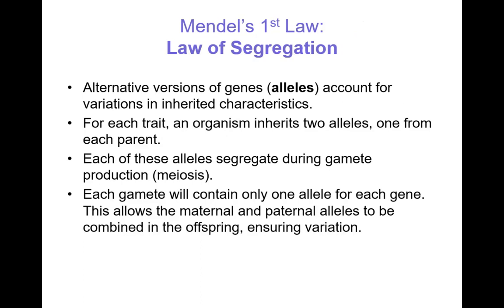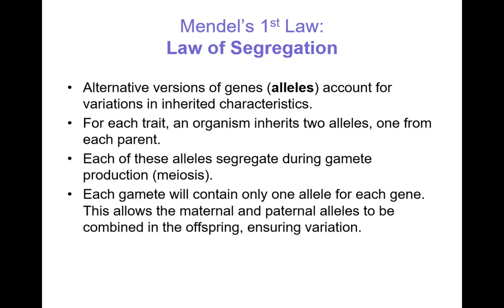Gregor Mendel discovered the first law, which he called the law of segregation. So what does it say? What he inferred was that for any given trait, there are different versions of a gene called an allele. These alleles would be inherited and passed on to the next generation. For any given trait, an organism would always have two alleles. You get one from each of your parents.